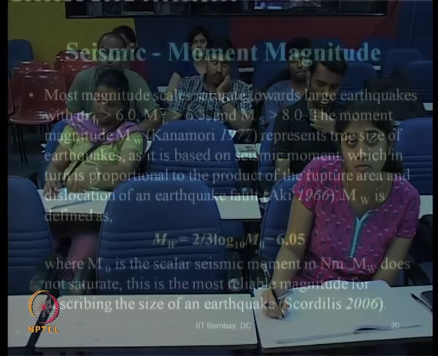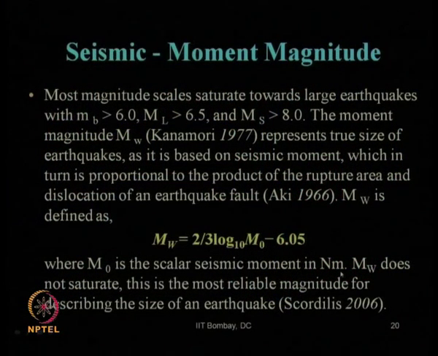This is the same expression: minus 6 or minus 6.05 plus 2/3 of log to the base 10 M naught, when M naught is in the unit of Newton meter. And MW does not saturate. So, this is the most reliable magnitude for describing the size of an earthquake, as also proposed by Scordilis in 2006.